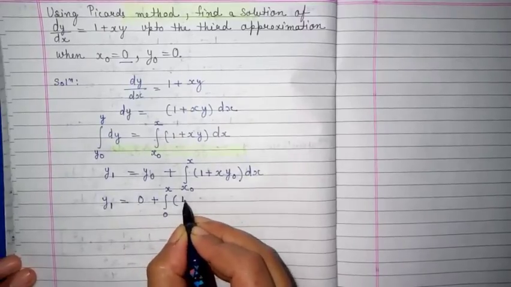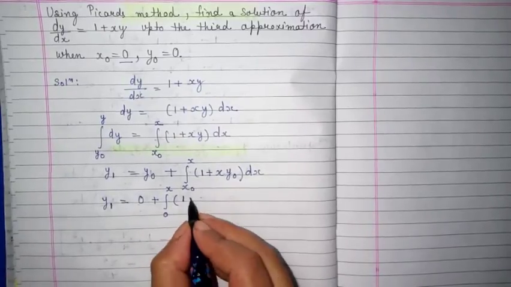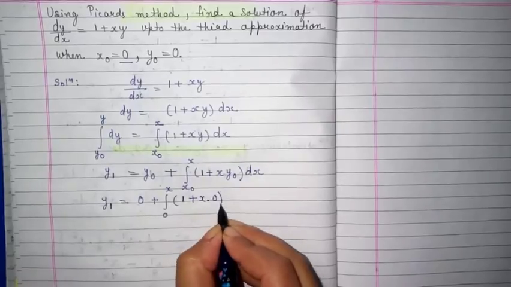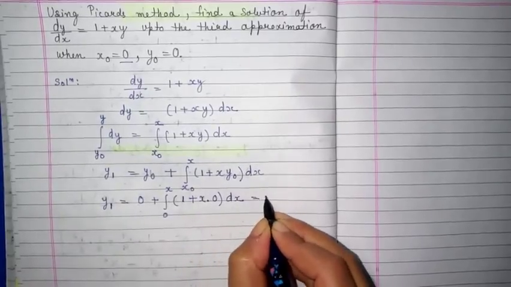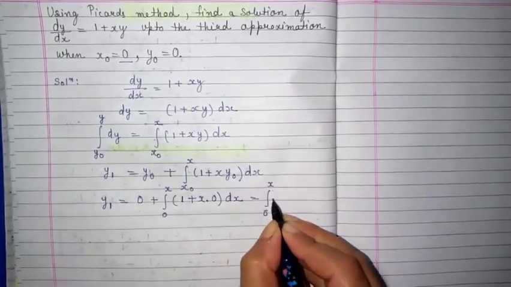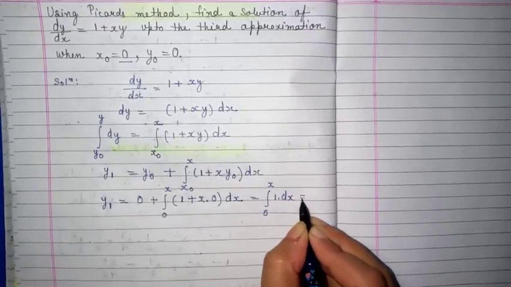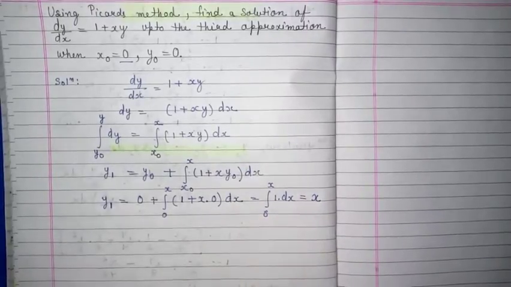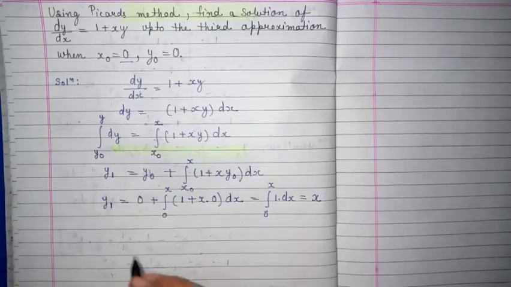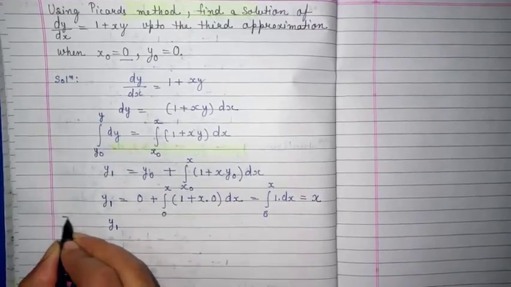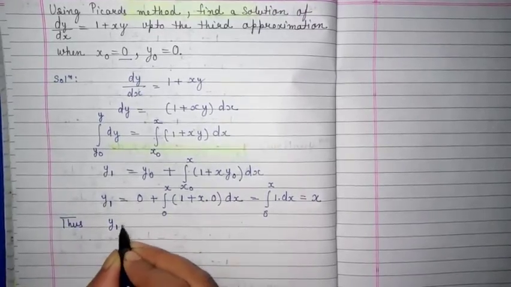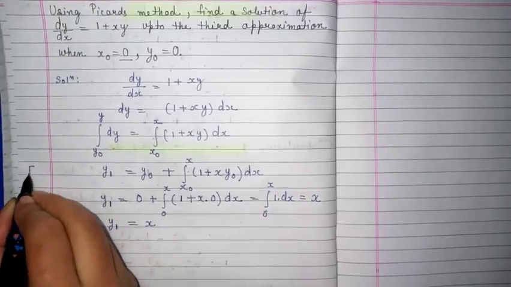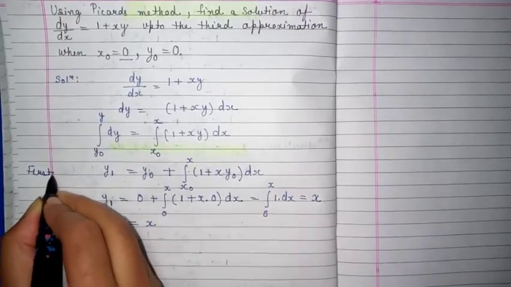1 plus x into y0, y0 is 0, so it will become 0, dx. So it is nothing but the integration from 0 to x of 1 only, and the value of this is x. Okay, so we have got the value of y1 as y1 is equal to x, which means this is our first approximation.